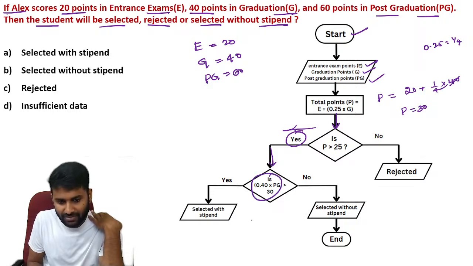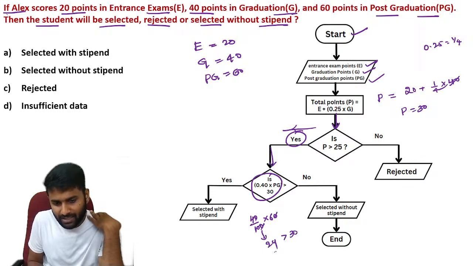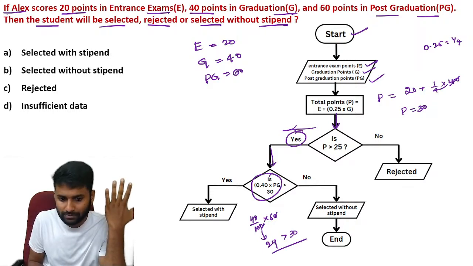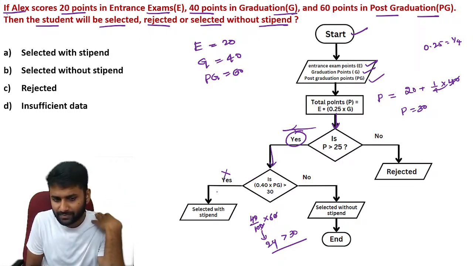Again we have a condition. 0.40 means 40 by 100. Let's take the post graduation score. What is the PG value? 60. Go through the simplification. You will get 24. Is 24 greater than 30? No, 24 is not greater than 30. So definitely it is a no.